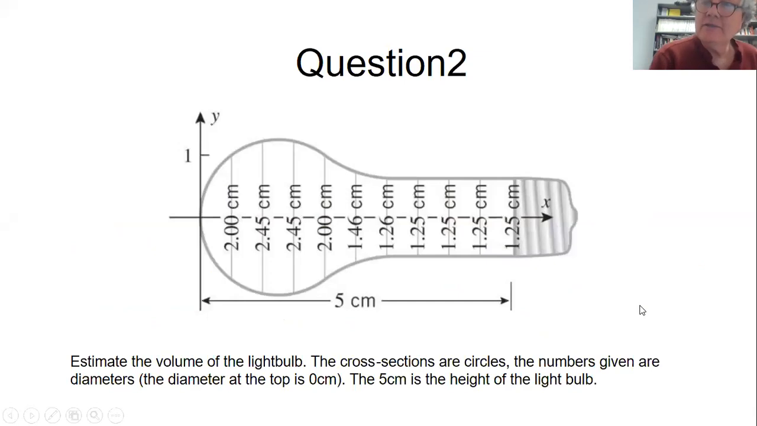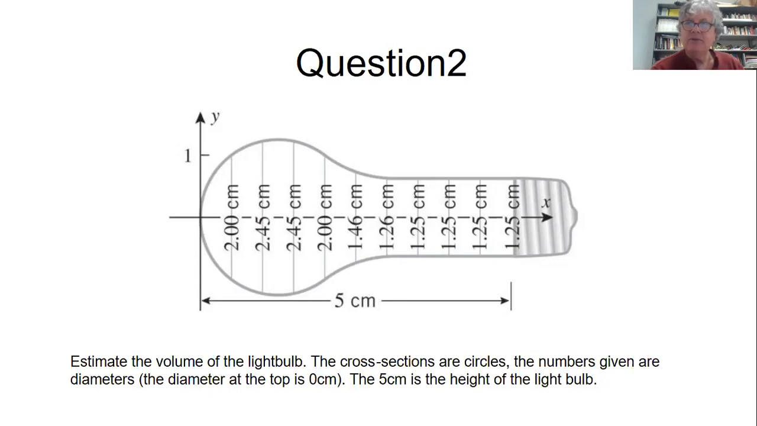Last slide, this is the second module question. It's a little more complicated than ones I usually give you. Here we have a light bulb, and I want you to estimate the volume of the light bulb. We think of the cross sections as being circles, and the numbers given are the diameters. There's one diameter missing right at the top, because there it's 0 centimeters. And 5 centimeters is the height of the light bulb. So we've cut the light bulb into 10 discs.